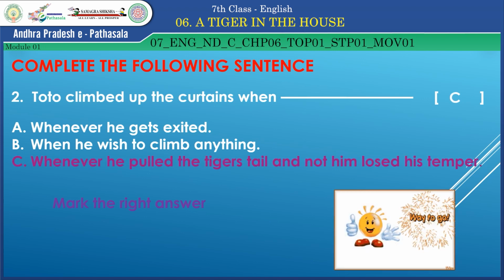Complete the following sentence. Question number 2. Tito climbed up the curtains when dash. Option A. Whenever he gets excited. Option B. When he wished to climb anything. Option C. Whenever he pulled the tiger's tail and made him lose his temper. Mark the right answer. Which one is the correct answer?